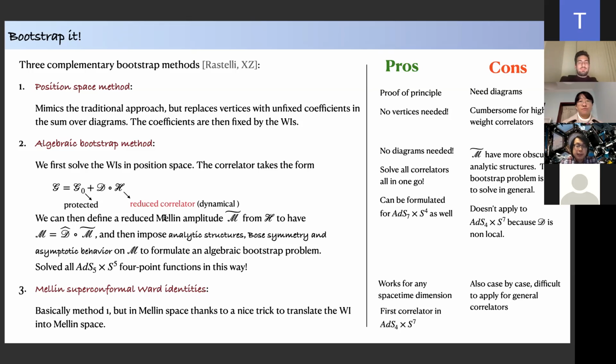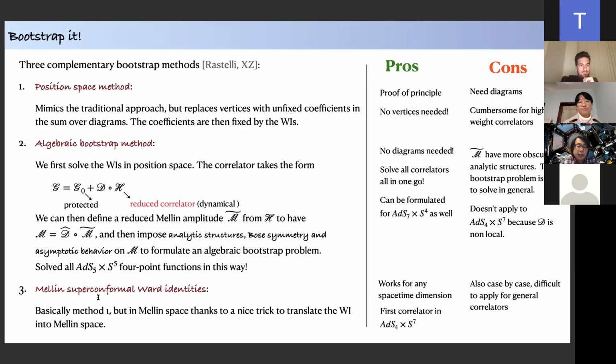because in this approach, we are focusing on this reduced Mellin amplitude. The downside of that is that we don't really have much of an intuition about the analytic structure of M tilde. So that makes it difficult to formulate a general ansatz, for example, for the AdS7 case. So we can do this case by case, but we don't really have a general answer. And this approach is also problematic for AdS4, because in that case, this differential operator D is non-local, and we don't know how to interpret that in Mellin space.